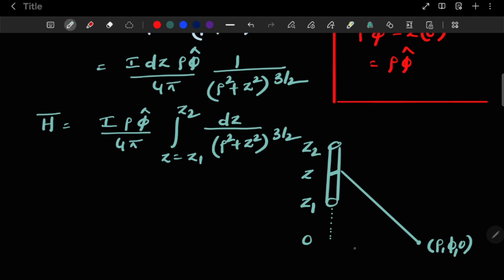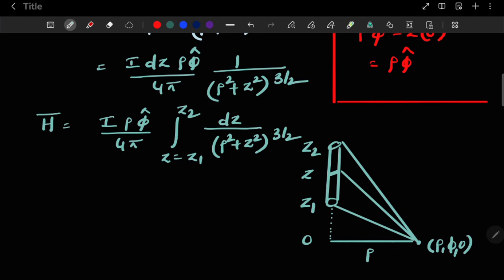This is R bar, and the lower end is connected with another line, the upper end is also connected with another line. Now this is a perpendicular drawn towards the observation point from the axis of the conductor. So this is rho. Okay, rho is the perpendicular distance from the axis of the conductor.